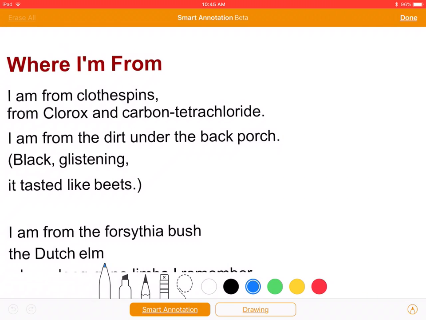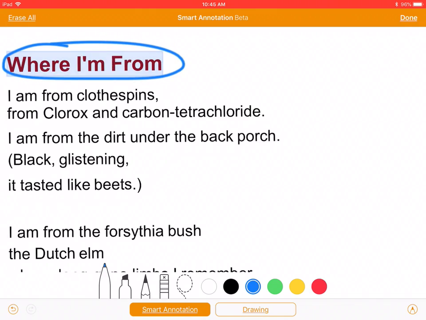And the first thing I always look at is the title, and the title always gives us the main idea. All right. And so if I'm going to be writing a poem soon, I want to know what that poem is going to be about. And so this title clearly tells me. It says where I'm from. So this poem is about where the author comes from.